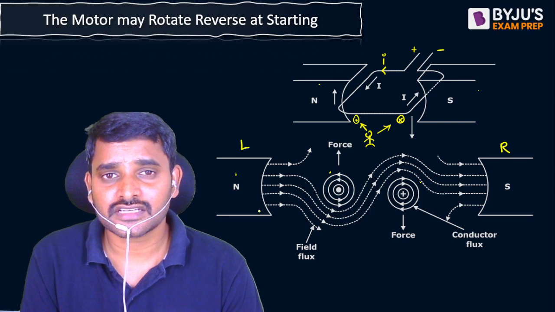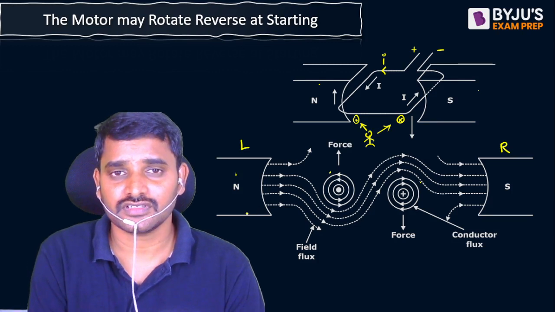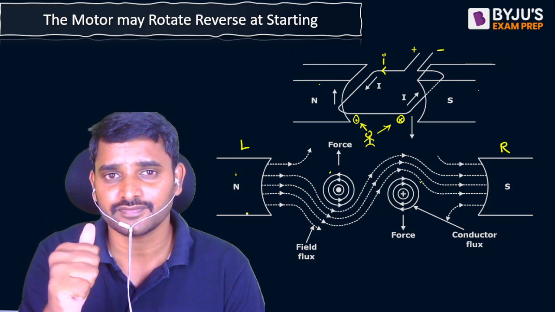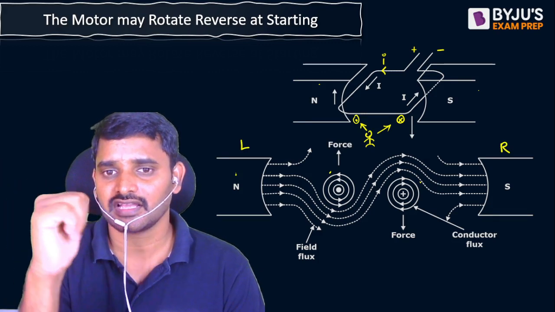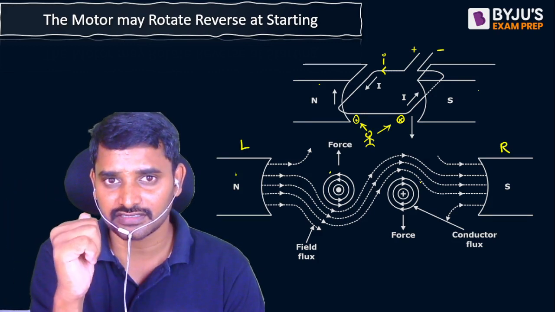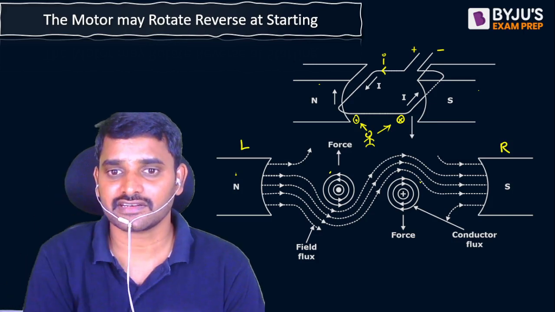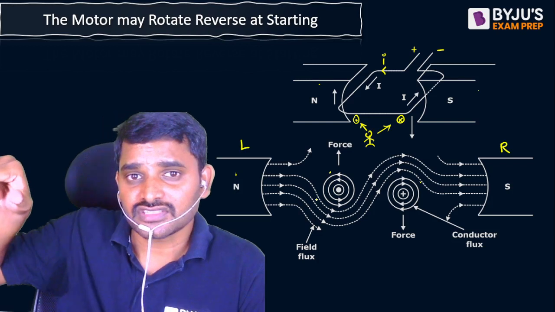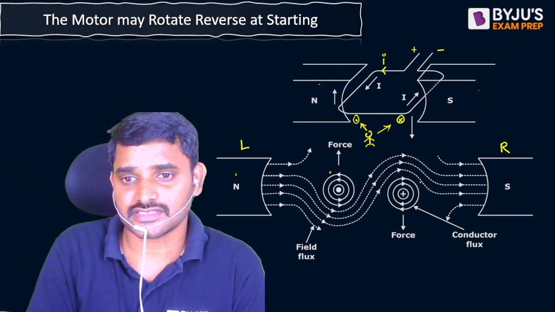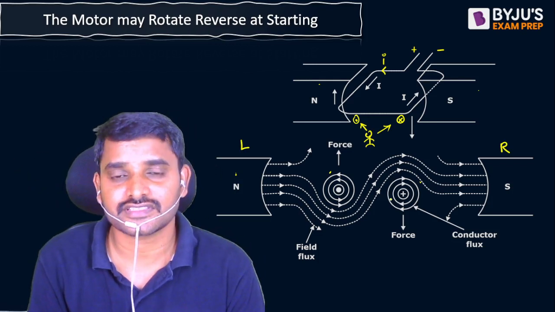Every current carrying conductor will produce a flux that can be found by applying the right hand thumb rule. Current is coming out, so the thumb indicates the current direction. Current is coming out on the left conductor, so the flux lines will be anti-clockwise. Current is going into the conductor, so the flux lines will be clockwise.